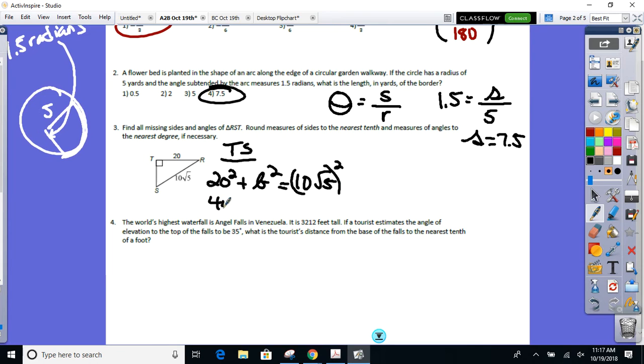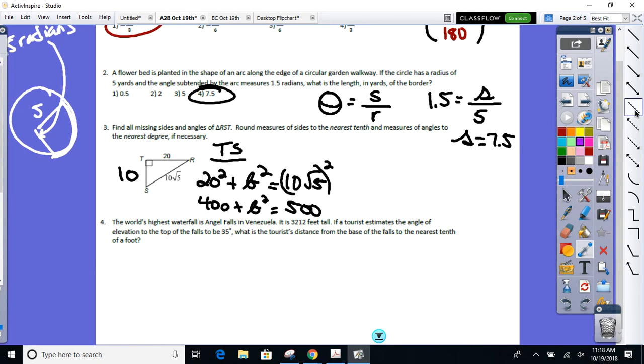So you get 400 plus B squared equals, what do we got there? 500? Oh, this comes out to be a nice little number. No rounding. 30? Where's 30 coming from? Right, move the 400 over. B squared equals 100. B equals 10. We got it. Oh, that wasn't the problem, though.